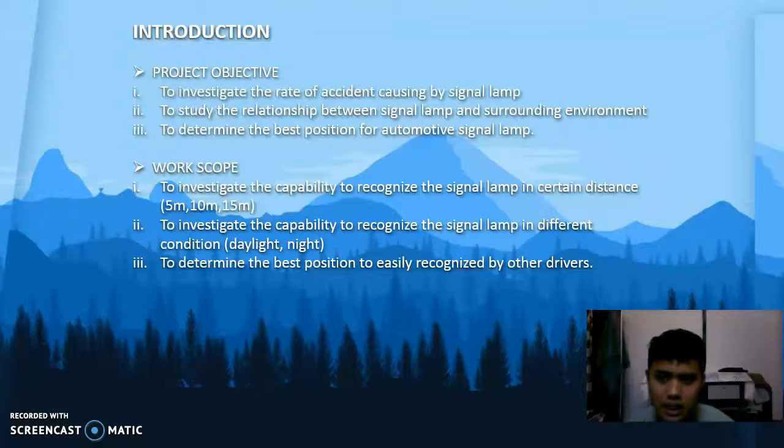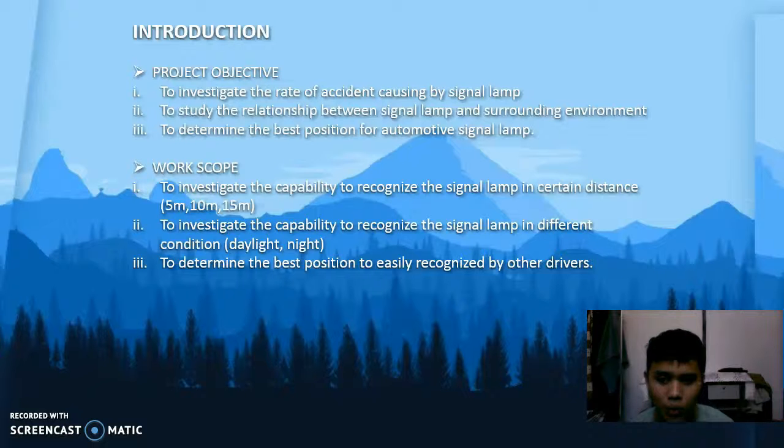For the introduction, there are 3 objectives that we want to achieve. The first one is to investigate the rate of accident caused by the signal lamp. Secondly, to study the relationship between signal lamp and surrounding environment, which in this project we cover 2 types of environment. The first one is daylight, the second is night. Thirdly is to determine the best position for automotive signal lamp, where we choose 2 different positions. The first one is on the side mirror and the second one is on the fenders.